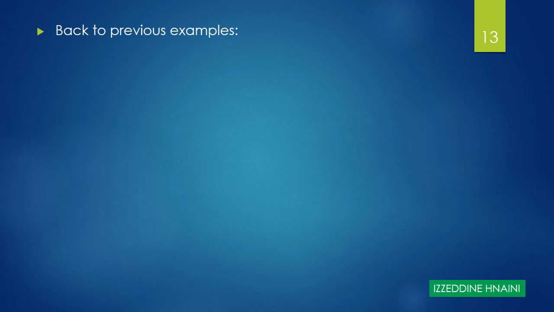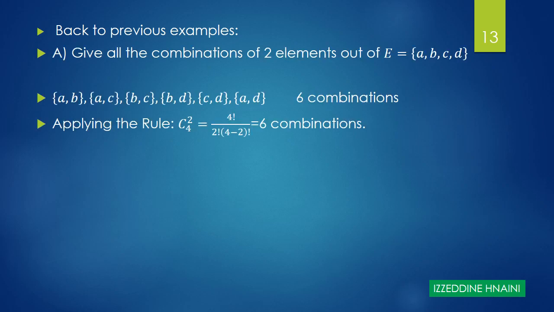So go back to the previous example. First, we list all these combinations and we get 6 combinations. If we want to find this number 6 without listing all these combinations, we apply the rule. We have n equals 4, which is the number of elements of E, and R equals 2 because we are finding the combinations of 2 elements. Applying the rule, 4 factorial over 2 factorial times (4 minus 2) factorial, that is 6 combinations.